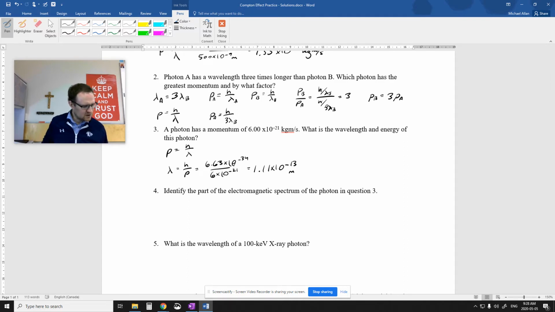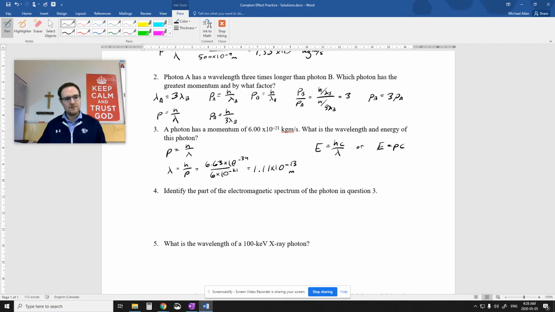What's the energy of this photon? So I can use the hc over lambda formula to do that. I could also just use the P times c formula as well. So I can also use this, E is equal to P times c. I can use one of those if I have one or the other. So let's just use the second one actually, because I have the momentum already. And I'm just going to times it by the speed of light.